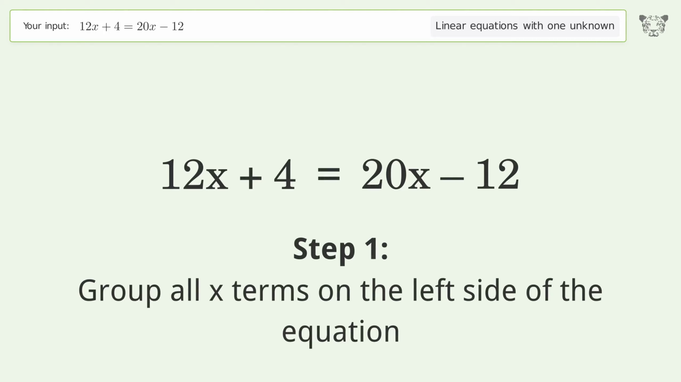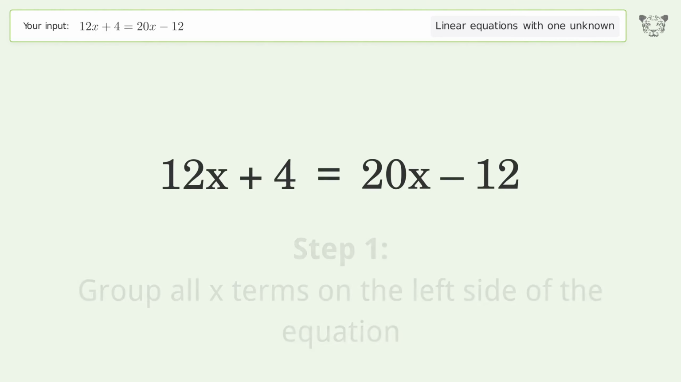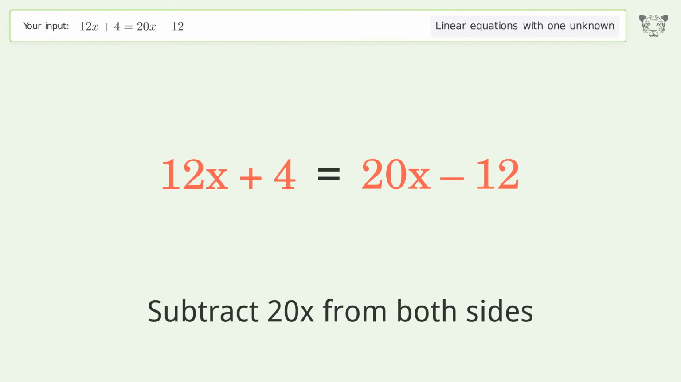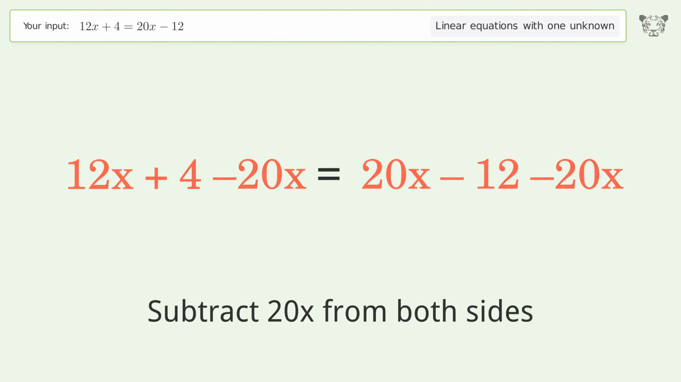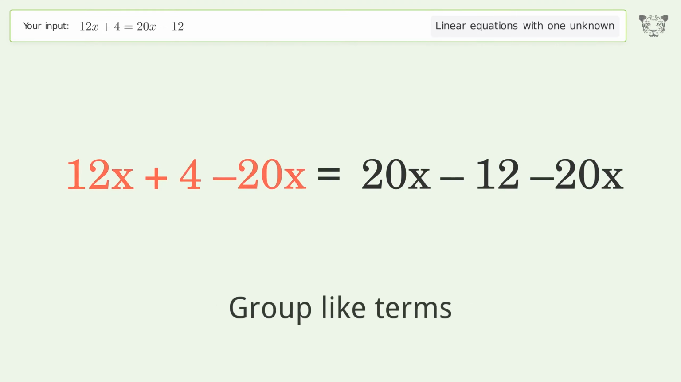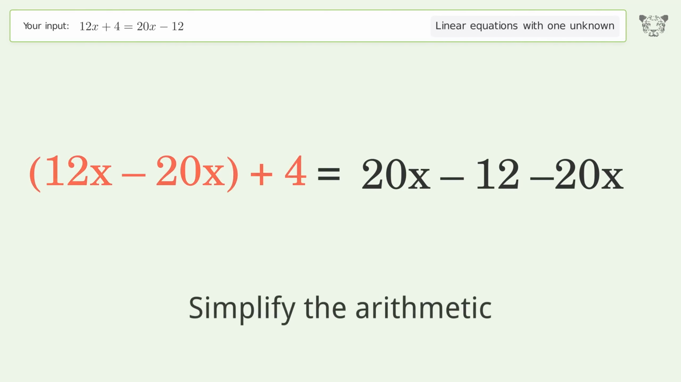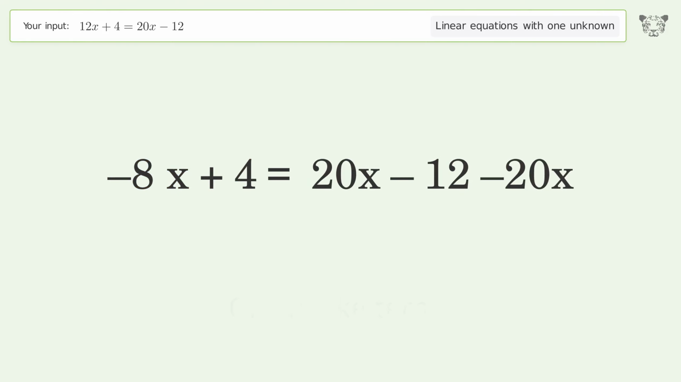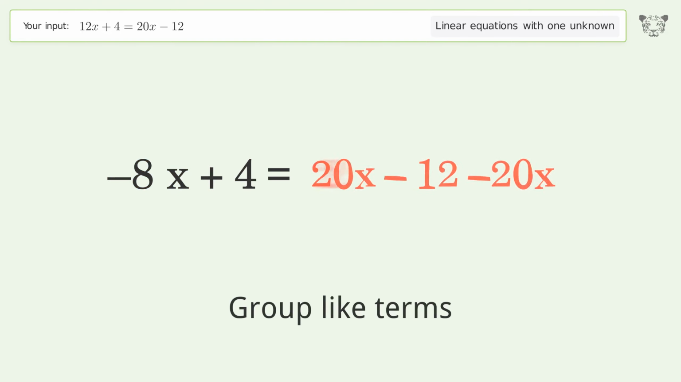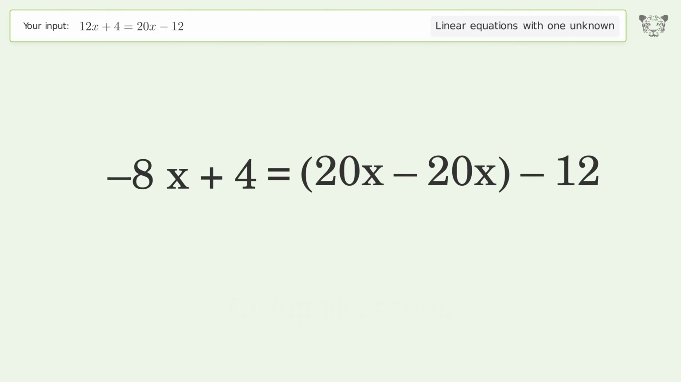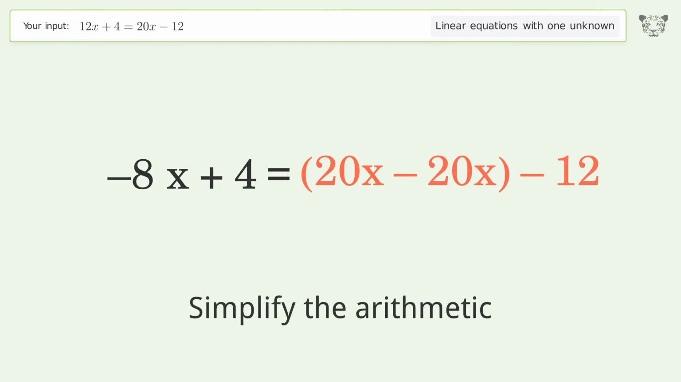Group all x terms on the left side of the equation. Subtract 20x from both sides. Group like terms. Simplify the arithmetic. Group like terms. Simplify the arithmetic.